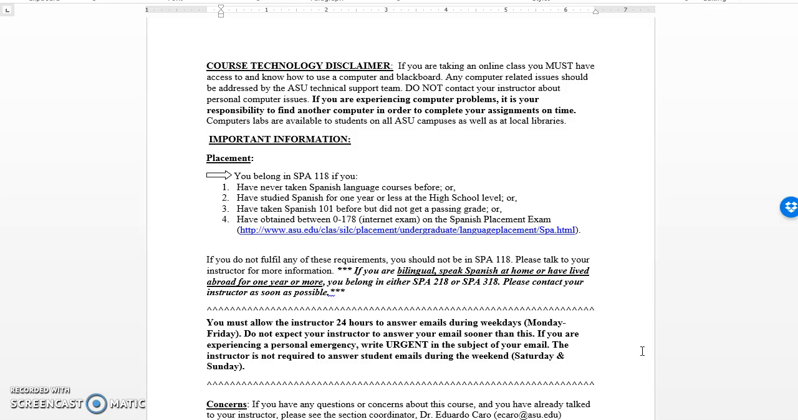The link is provided in the syllabus, and you scored between a 0 and 178. If you do not fulfill any of these requirements, then you should not be in 118. So definitely talk to me if you have any questions or concerns.